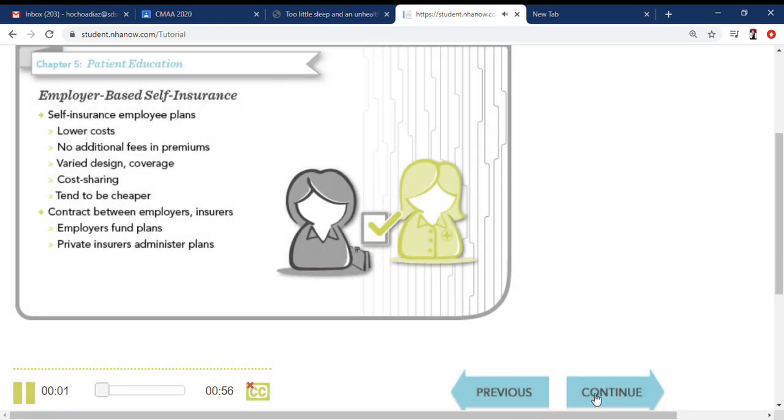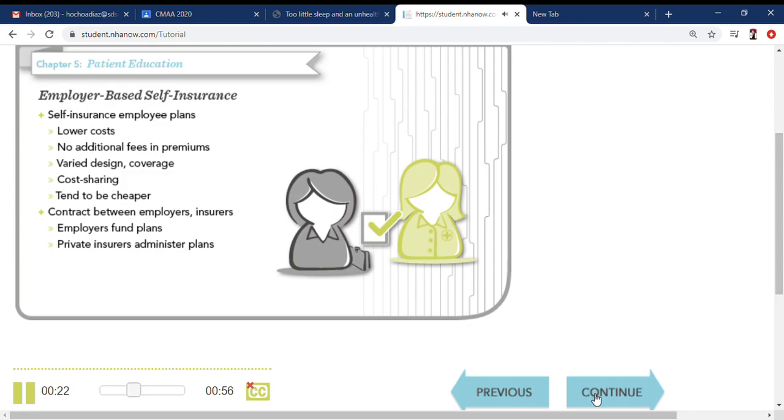The idea behind employer-based self-insurance plans is that companies save money by self-insuring their employee health plans rather than purchasing coverage from private insurance companies. Self-insurance costs are lower because there aren't the additional fees built into premiums by private insurers.